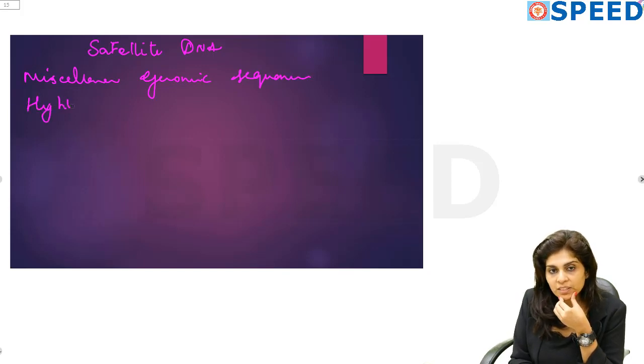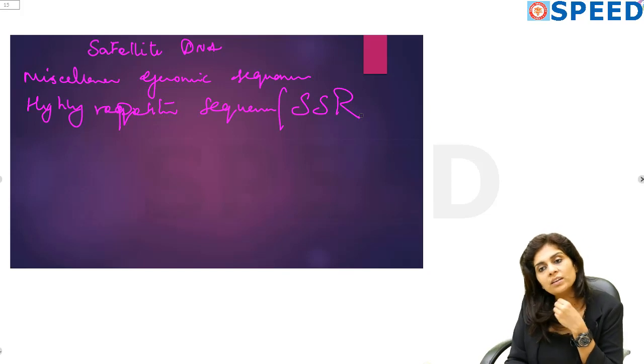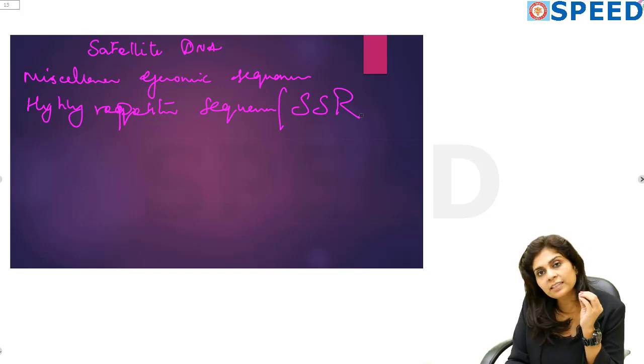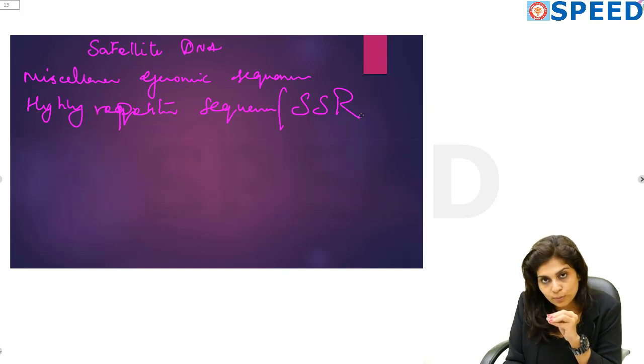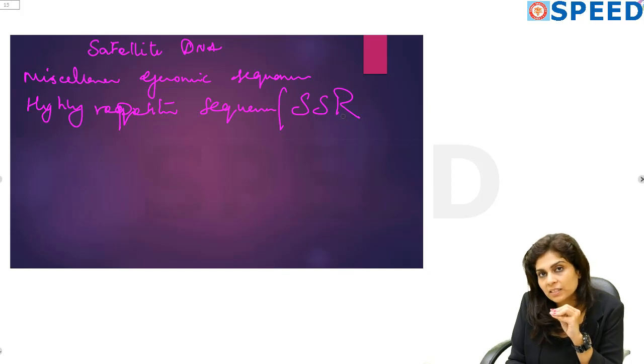So satellite DNA is one of the miscellaneous genomic sequences, and they are otherwise called highly repetitive sequences. Please memorize these names. They are also called simple segment repeats. So they are one of the types of miscellaneous sequences found in the human genome, and they are otherwise called highly repetitive sequences or simple segment repeats.